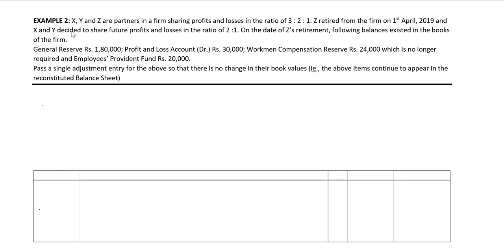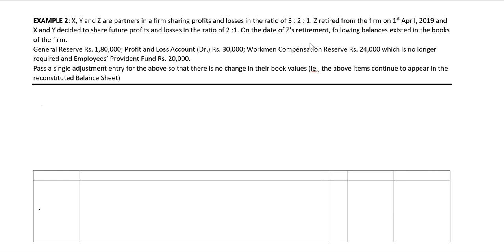Example 2. X, Y and Z are partners in a firm sharing profits and losses in the ratio of 3:2:1. Z retired from the firm on 1st April 2019, and X and Y decided to share future profits and losses in the ratio of 2:1.